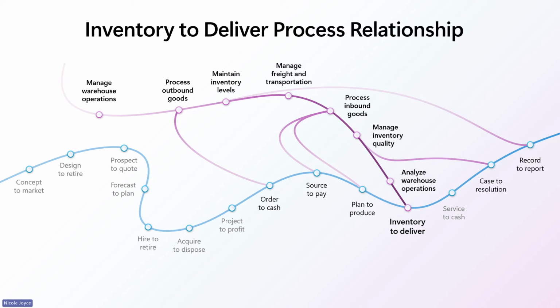And that is included in our source to pay process for procurement. And then finally, we need a sales order so that we can actually pick, pack, and ship out our goods, which happens in our order to cash end-to-end flow.